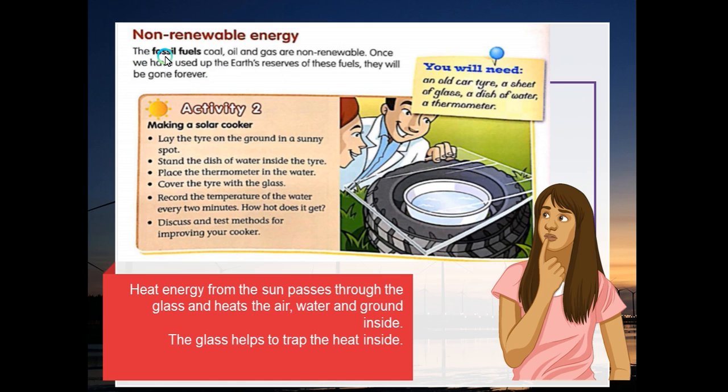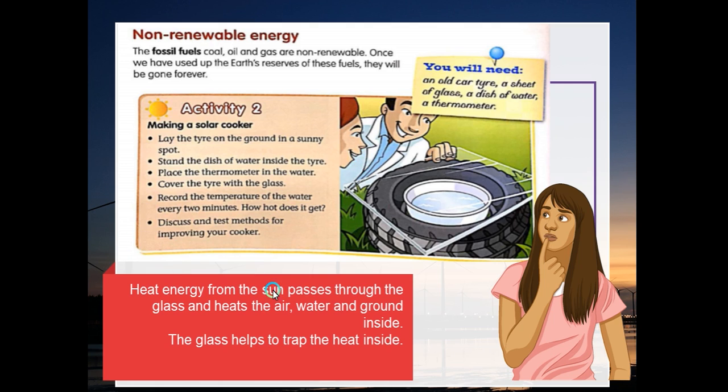Okay? The fossil fuels, coal, oil and gas, are non-renewable. Can you see that? Once we have used up the earth's reserve of these fuels, they will be gone forever. If you use gas in the kitchen, when you use it to cook your food, it's gone. Alright? The oil in the car, when you use it, it's gone.